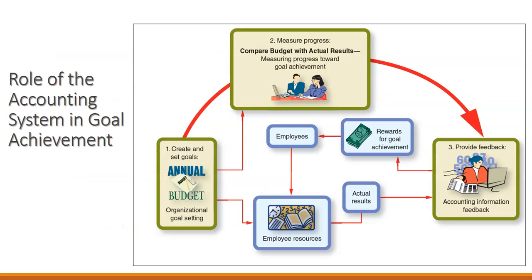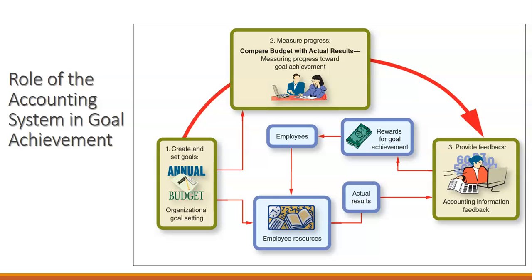So when we look at this, first we create and set goals. That's the creation of our budget. Then we measure progress. We compare our budget to our actual results. And then we provide feedback. So this is, do we need to change our goals? How do we change our budget? What are the results? How can we improve information going forward?